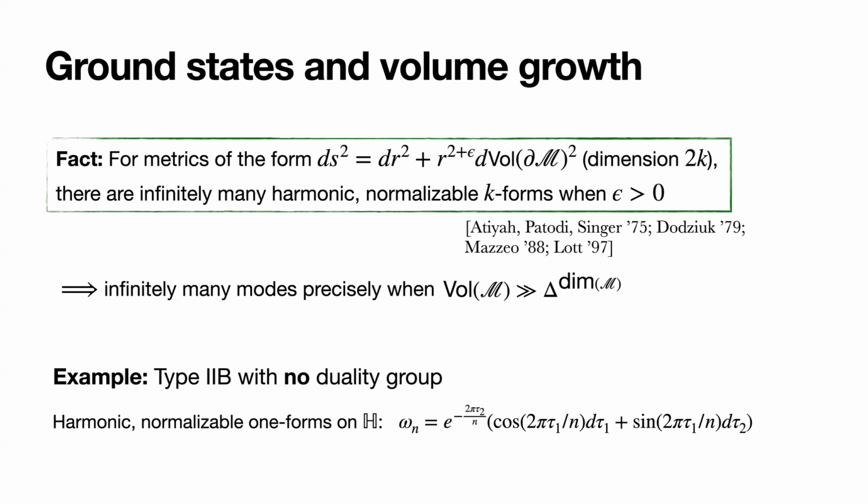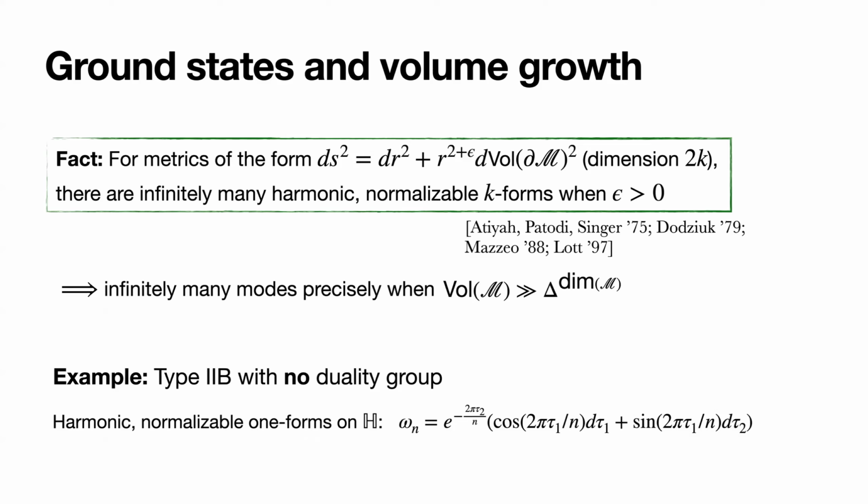As an example, let's go back to type IIB, so the standard upper half plane, no duality group at all. In that case, these harmonic normalizable 1-forms on the upper half plane are given in this way, and you can check that they're all massless and all normalized in the right way, and thereby give rise to this infinite spectrum of ground states for the 1D quantum mechanics associated with it.